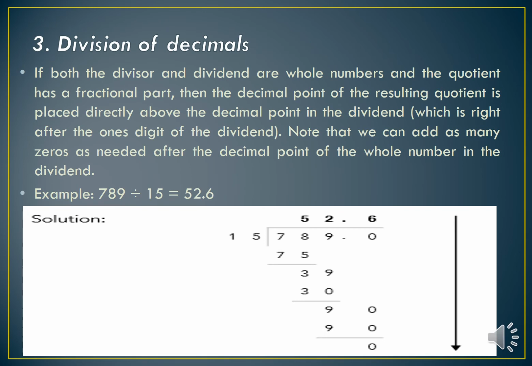Next, division of decimals. If both the divisor and the dividend are whole numbers, the quotient has a fractional part. Then the decimal point of the resulting quotient is placed directly above the decimal point in the dividend. Note that we can add as many zeros as needed after the decimal point of the whole number in the dividend. So 789 divided by 15.